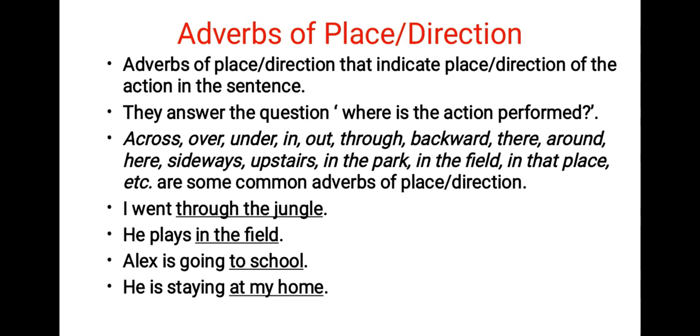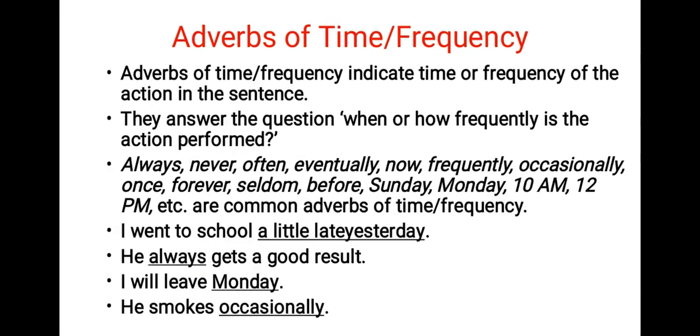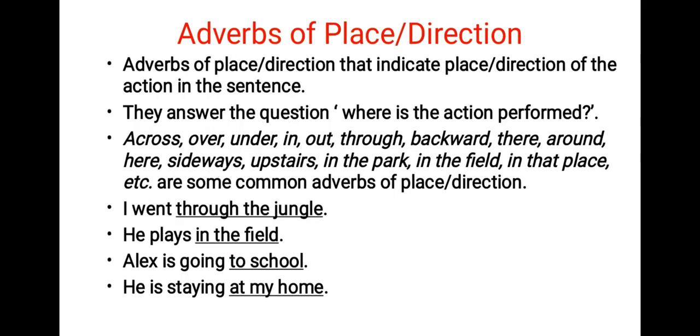I went through the jungle. Through here is showing the direction of the action, that is where I went. He plays in the field, so here it is showing where he plays. Where is he playing? In the field. Alex is going to school. Here it shows where Alex is going. So he is going to school. He is staying at my home. Where is he staying? So he is staying at my home. Here all these things are showing the direction of the verb or the action.